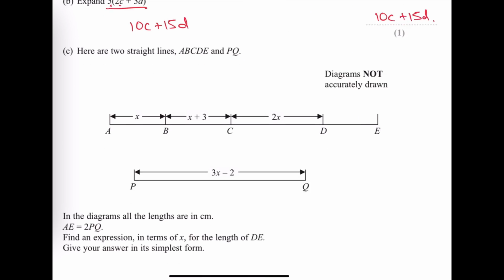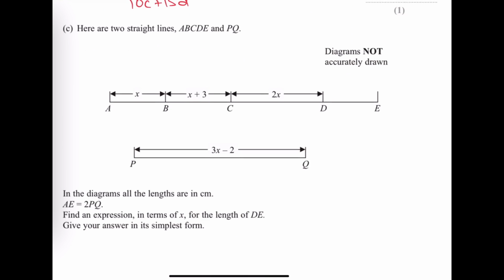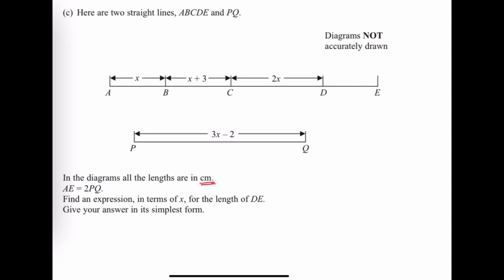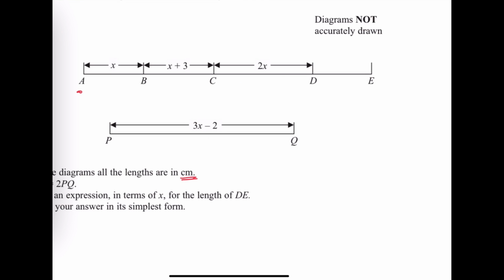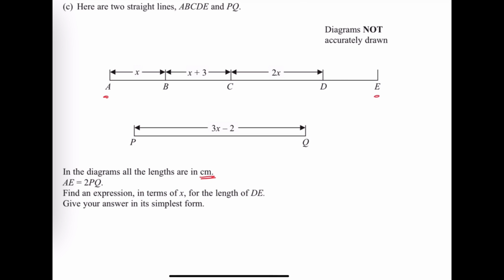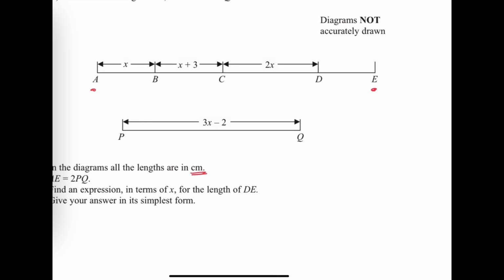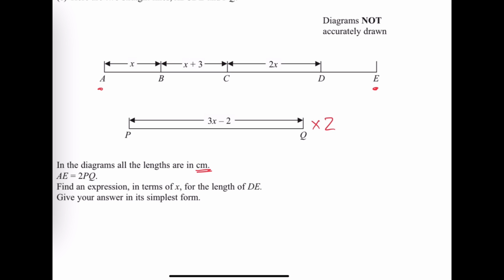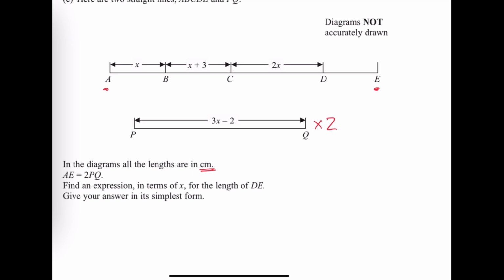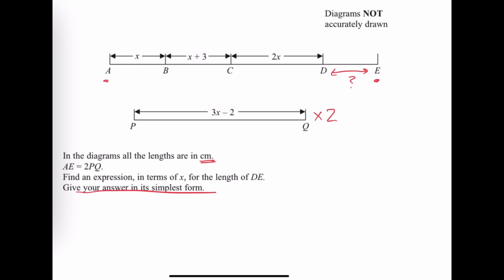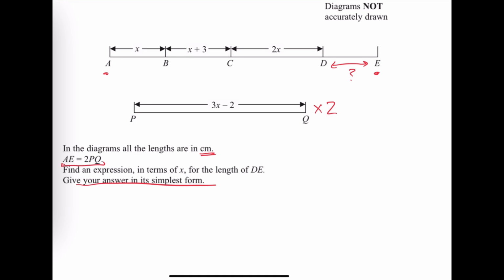Here are two straight lines, A, B, C, D, and P, Q. In the diagram, all the lengths are in centimeters. AE is the same as 2 times PQ. So this times 2 is the same as that. Find an expression in terms of x for the length of DE and give your answer in the simplest form. So we are trying to find out this length over here. They already gave us this expression, so let's just write it in. And we're going to say DE is y.